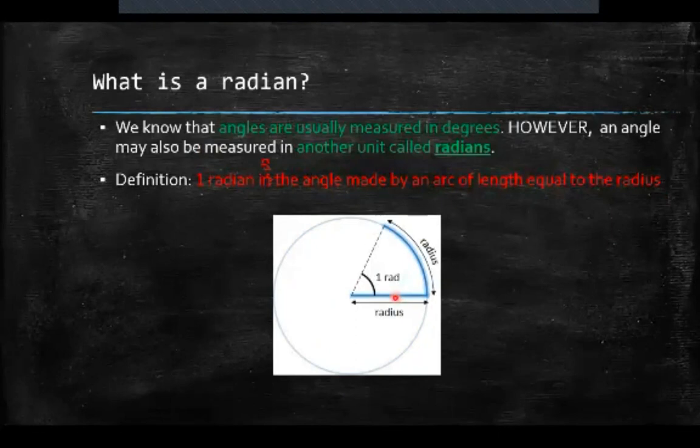That's why I have this diagram here. If I'm told that this angle here is 1 radian, then you see the length of this radius and the arc are the same. That's why they have radius, radius. They're the same length, right? When this angle is equal to 1 radian.